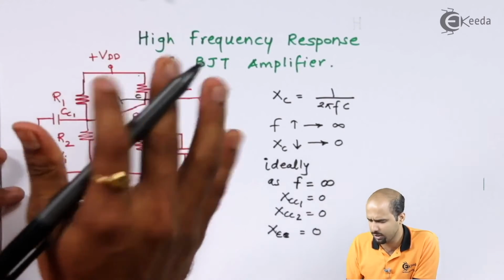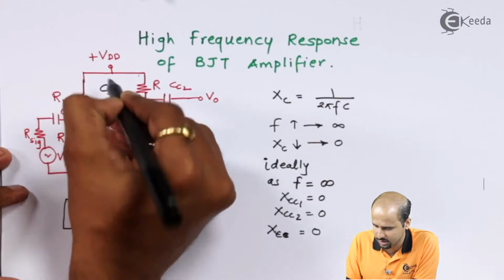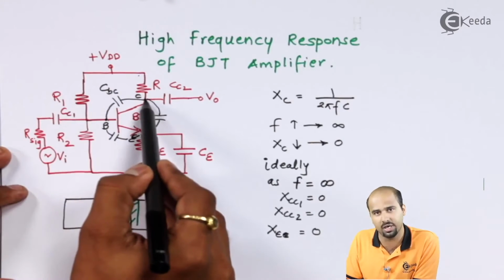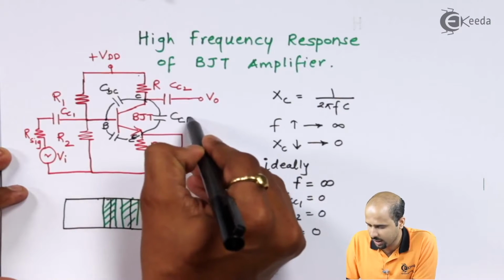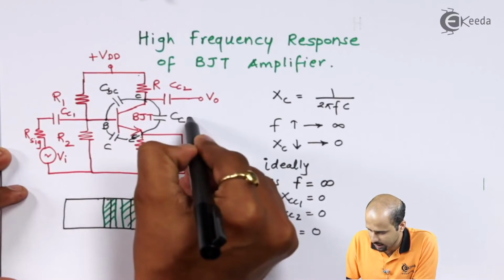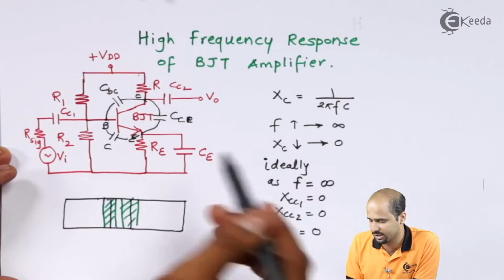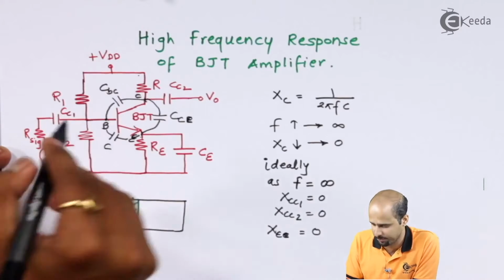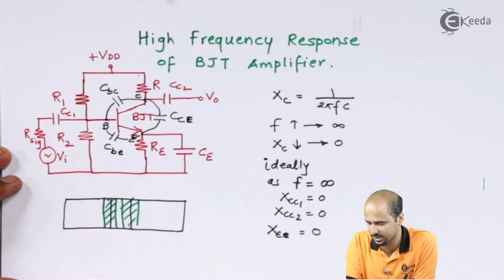We name these capacitances as CBC, that is between base and collector, CCE, that is between collector and emitter, and Cbe, that is between base and emitter. This I write with a small letter because we require it in AC analysis, as it is a function of frequency. So we got three capacitances: CBC, Cbe, and CCE.